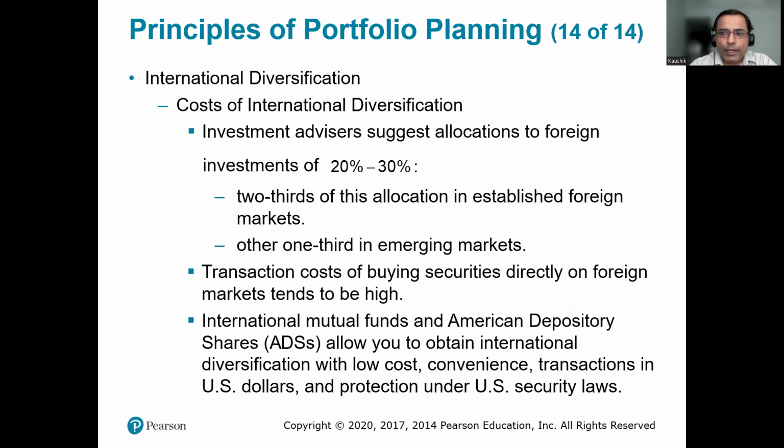So what is the rule of thumb that advisors mention about international diversification? They say that 20 to 30% of our investment portfolio should be in foreign investments, of which 2/3 should be allocated for developed foreign markets and the rest 1/3 in emerging markets. And one thing that we should keep in mind is the transaction cost of buying or selling securities in foreign markets is very high.